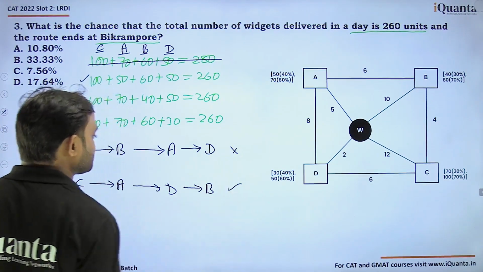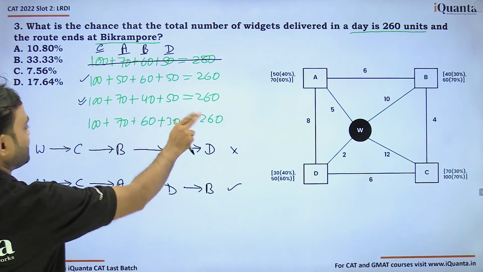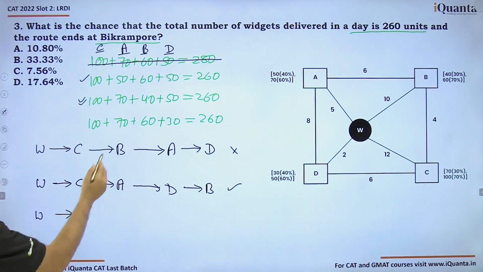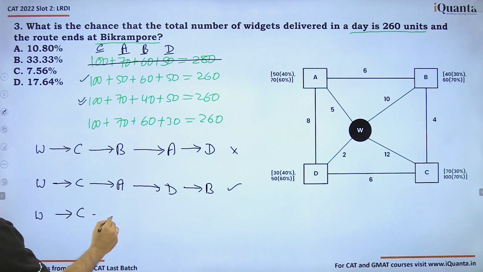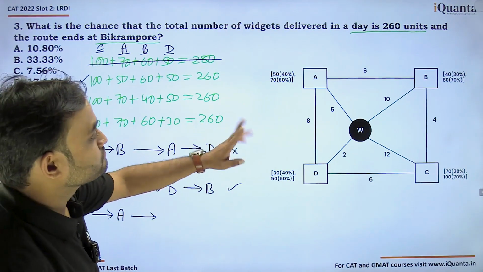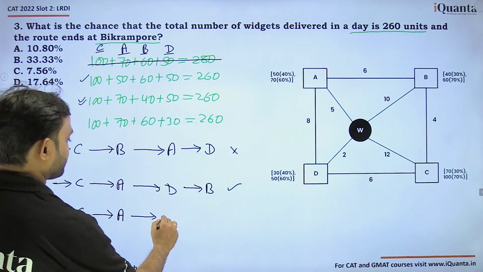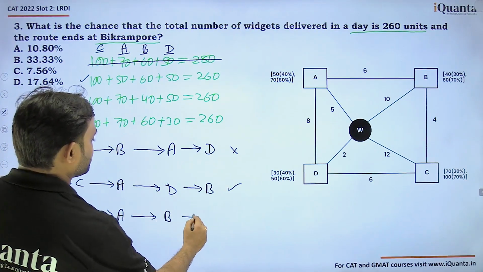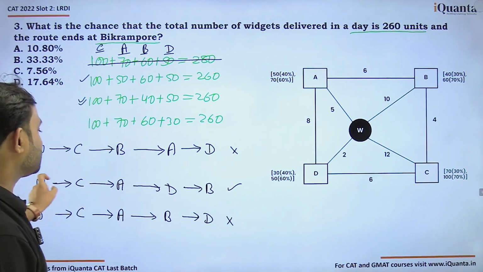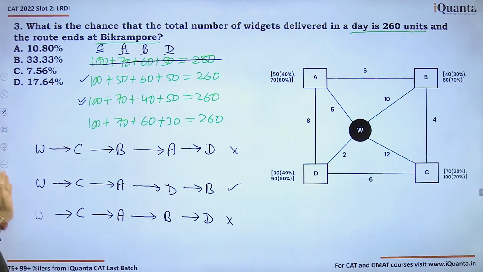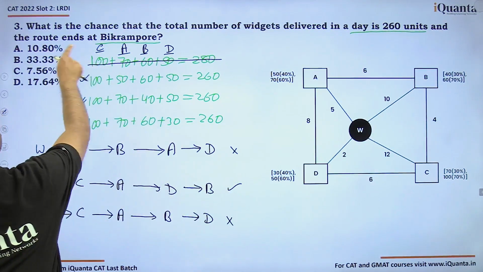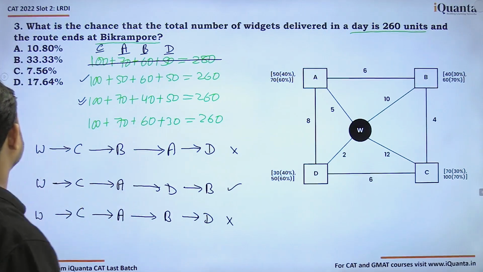We must choose this one, or if it is possible in this case, let's see, we are going to go to W, then we are going to go to C, then A, and from A to B, and B to D. Again, this case is not possible. So we are going to consider only this case, warehouse to C, C to A to D, and D to B, because the route ends at B.